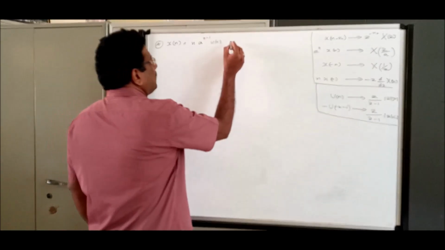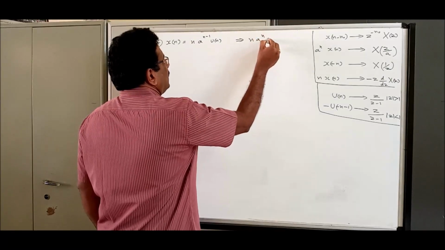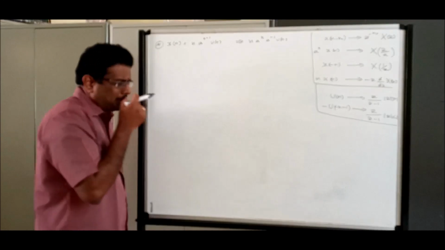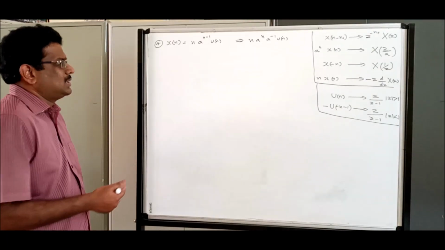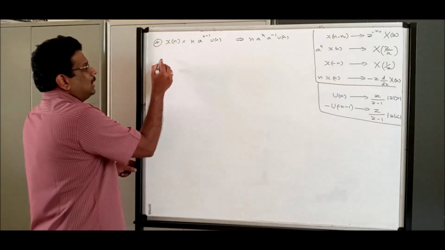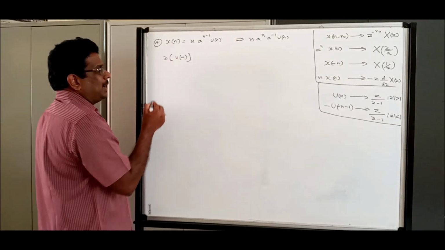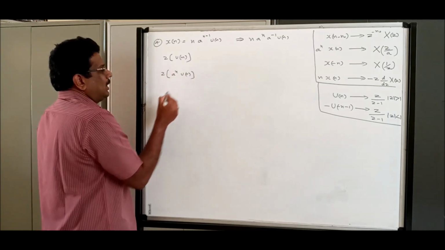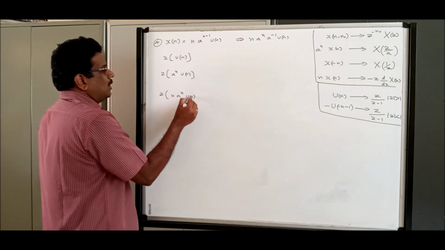How can the same problem be rewritten as n a power minus 1 u of n? Yes, you can split it. What is a power minus 1? It is nothing but 1 by a. It's just a constant. So, z transform of u of n, you should be careful in splitting. Z transform of a power n u of n. Next, z transform of n a power n u of n.